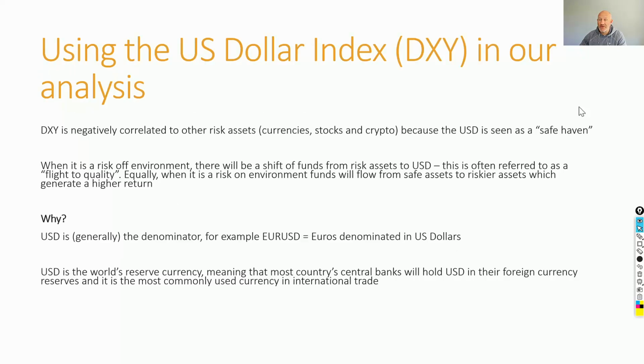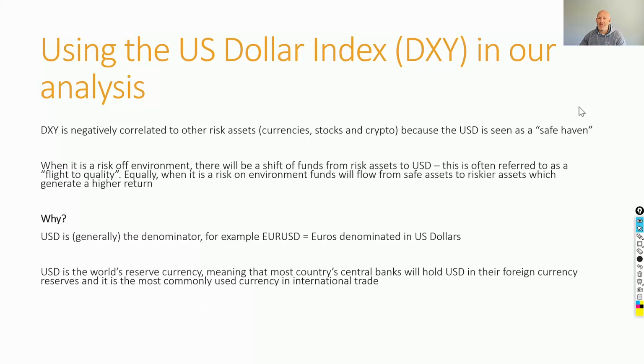So we've covered the dollar index or the Dixie or the DXY in some of the previous lessons. We've talked about correlation. So we know that the Dixie is negatively correlated to other risk assets. So that's currencies, stock indices, and of course cryptocurrencies. And this is because the US dollar is seen as a safe haven. And so what you'll often hear is that when it's a risk-off environment, so when the market is bearish on risk assets, there'll be a shift of funds out of these risk assets and into US dollars. And this is often seen as a flight to quality or a flight to safety.